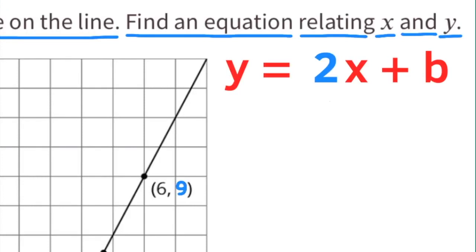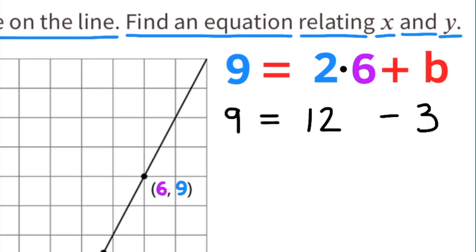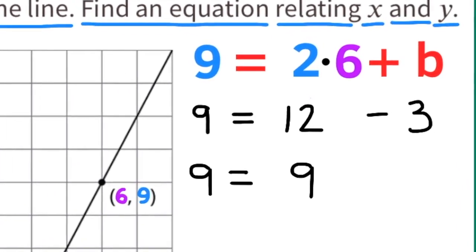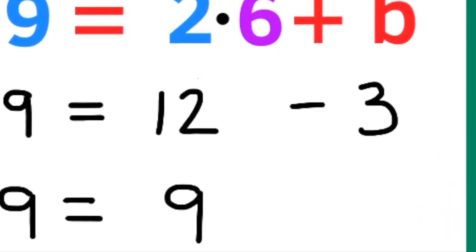Let's use this set of coordinates to find our equation. We'll take the 9 and substitute it for the y, since the 9 is in the y value. We'll take the 6 and substitute it for the x, since the 6 is in the x value. For these coordinates and the line they form, I don't know what the y-intercept is. However, I do know that 2 times 6 is 12, and 9 equals 12 minus 3. Since 9 equals 12 minus 3, then I know that b, or the y-intercept, is negative 3.